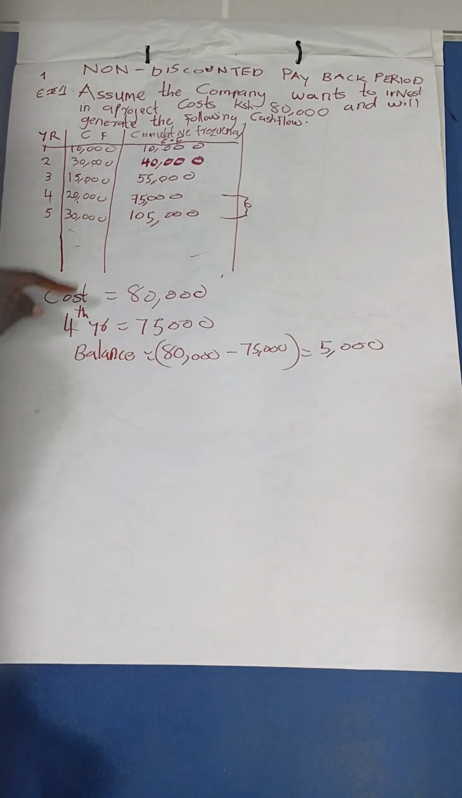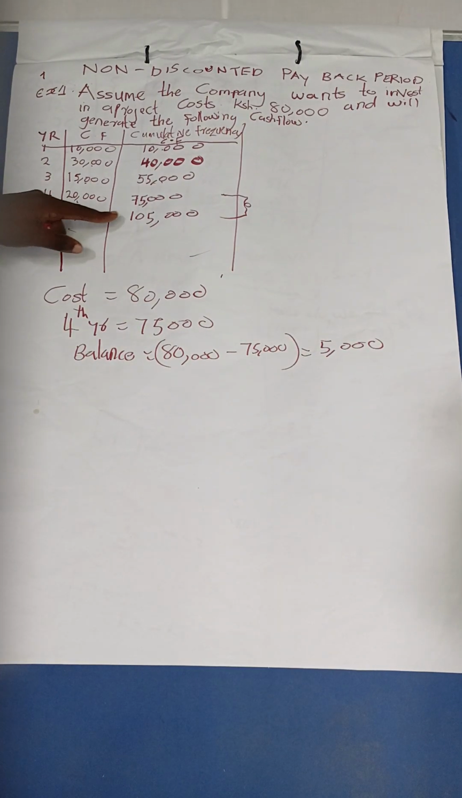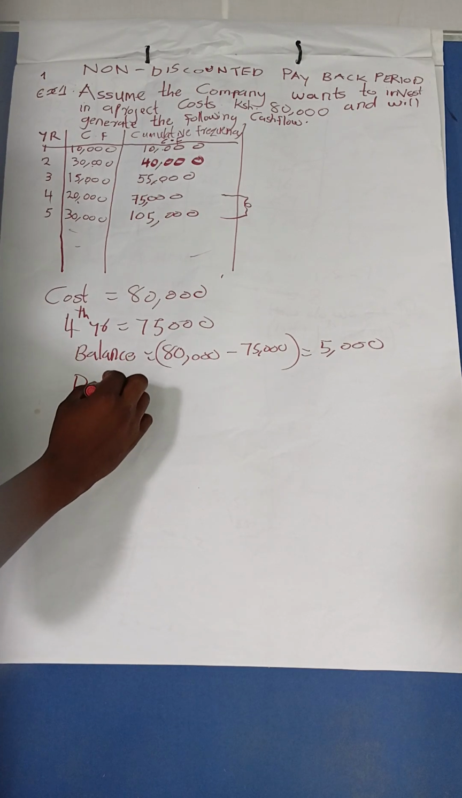5,000. So this 5,000, I have to get it from the 5th year here. Now, how do you go about that? Now we have known that we have the first one. We have to get the payback, using the payback. So I can just say payback period.